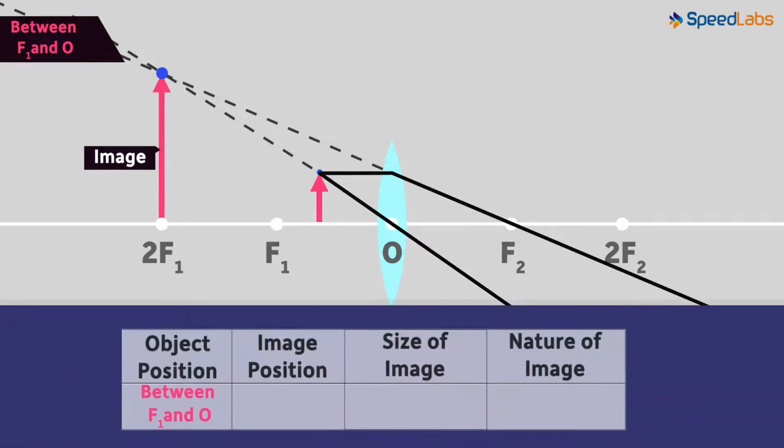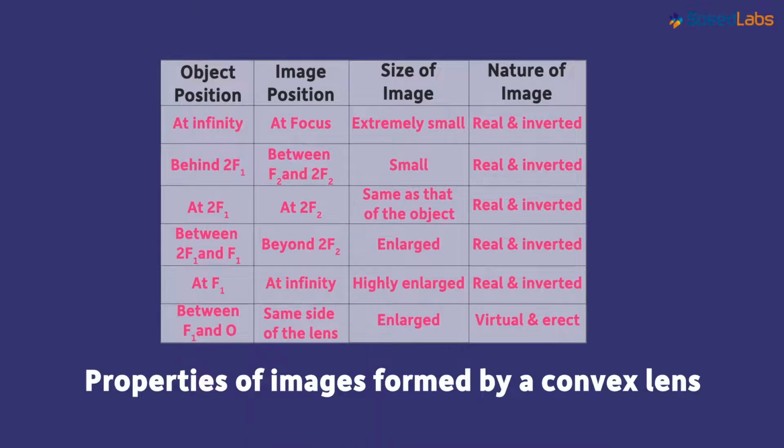Now, can you tell me its properties? First, we see that it's formed on the same side of the lens. You can clearly see that this is an enlarged image. Also, this image is virtual and erect. With this, we finished all the cases for understanding the properties of images formed by a convex lens. Please go through them once.